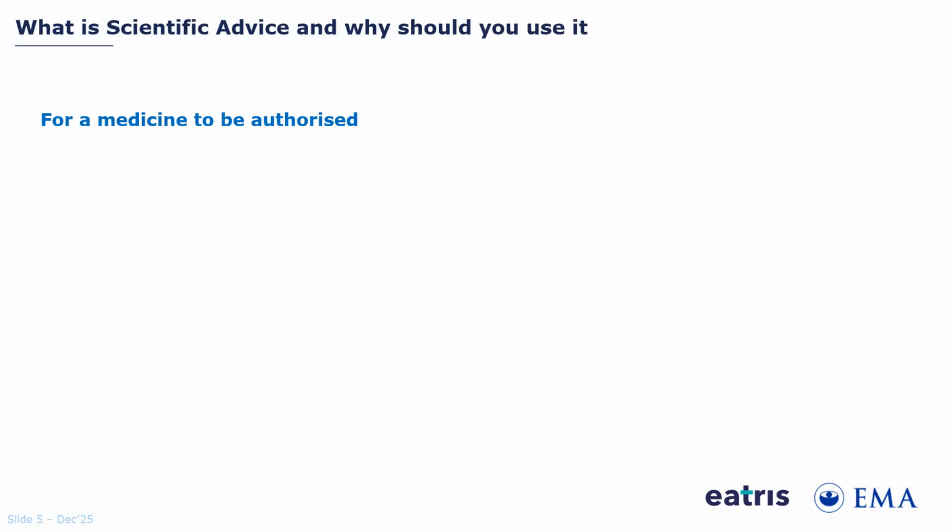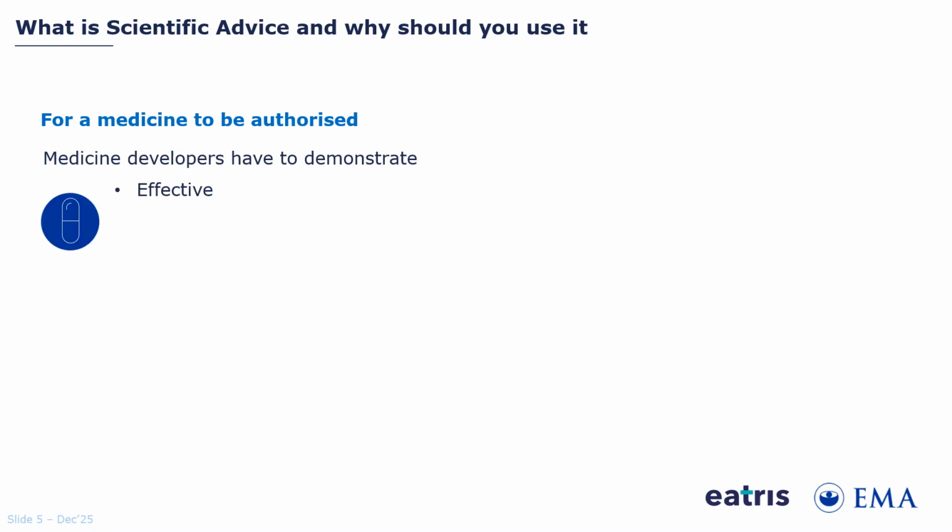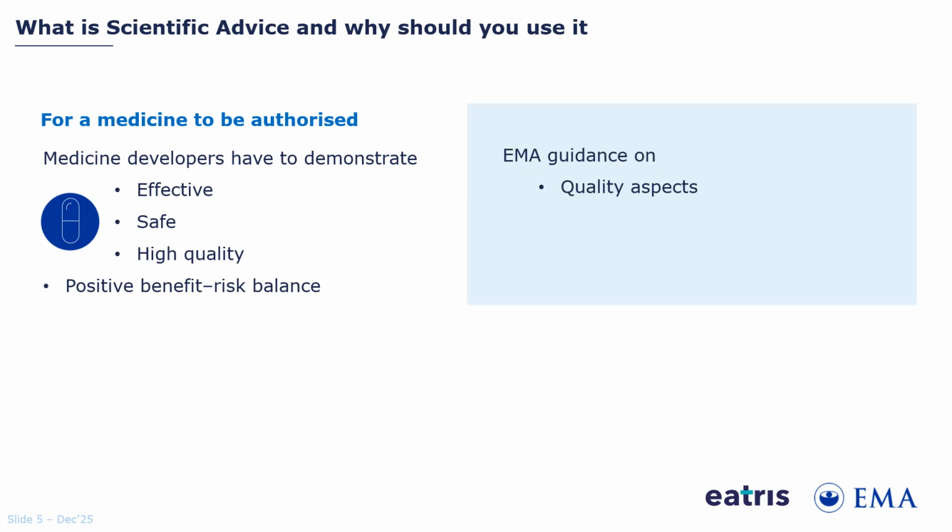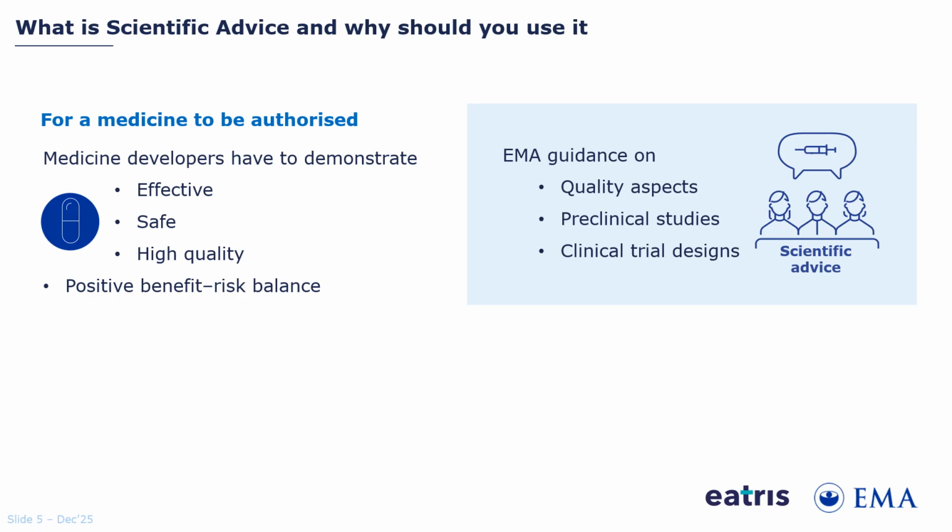For a medicine to be authorized, medicine developers have to demonstrate that it is effective, safe, and of good quality. In other words, a medicine has to demonstrate a positive benefit-risk balance. During a medicine's development, a developer can request guidance from EMA on quality aspects, such as the manufacturing process of the medicine, on preclinical studies and on clinical trial designs to generate robust evidence on how well a medicine works and how safe it is. This is known as scientific advice.